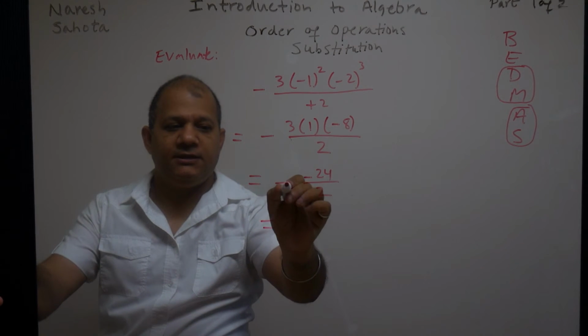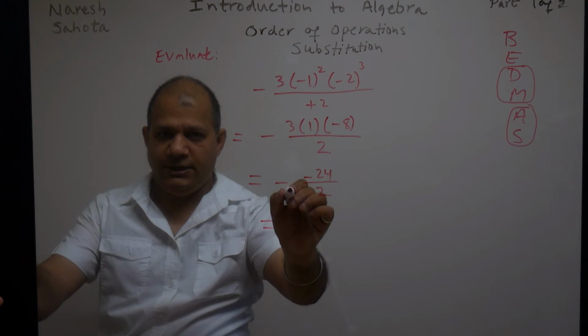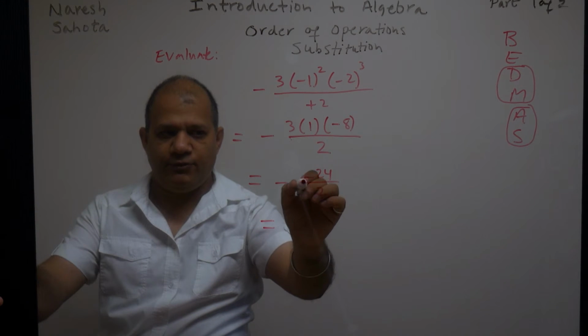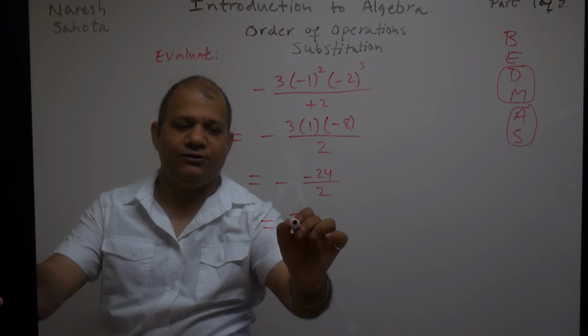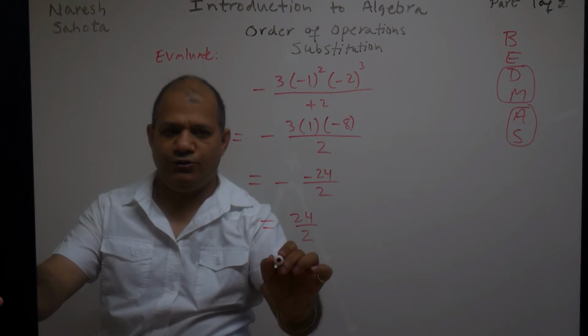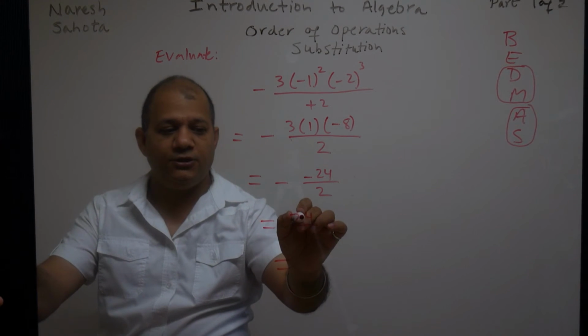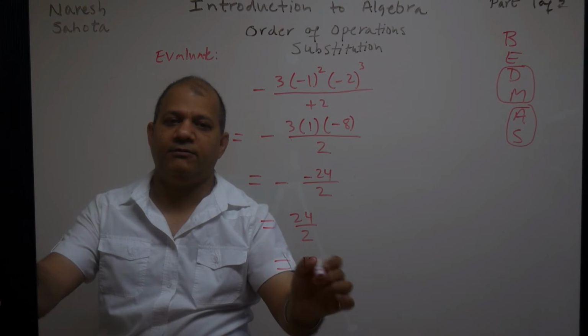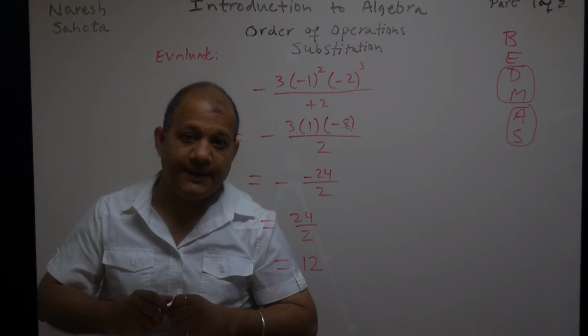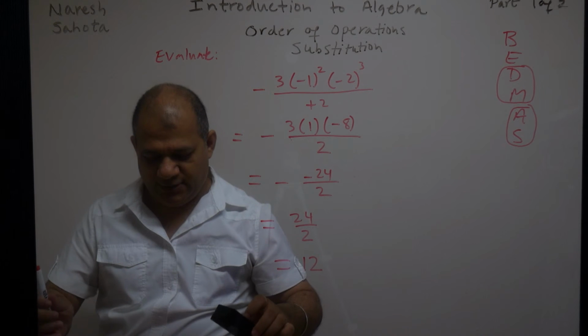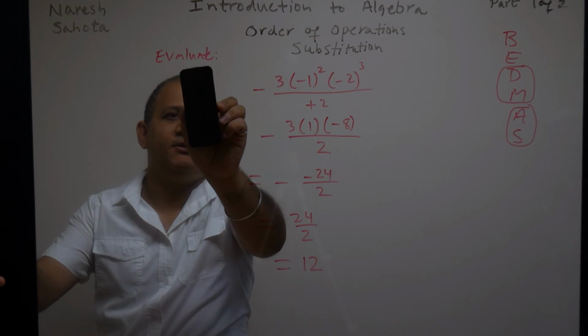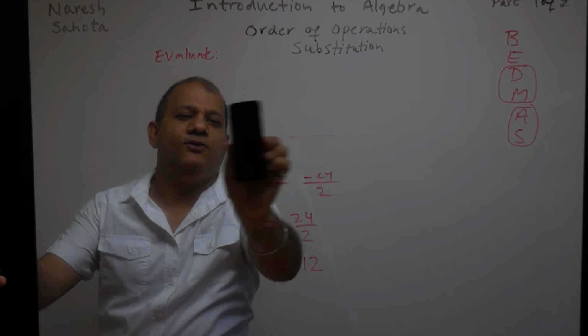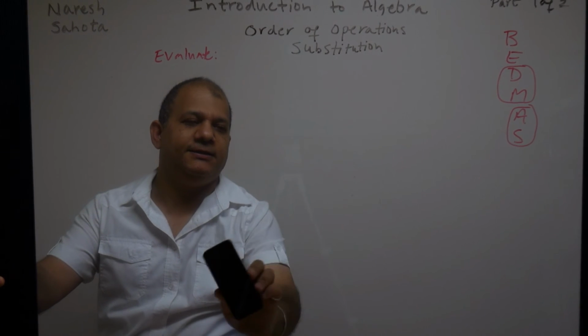And now this is like a factor of negative 1 on the outside, or in front of negative 24 over 2. So negative times negative is going to become positive. So this is positive 24 over 2. And now we can reduce this. 24 divided by 2 is 12. And that's the final answer. Alright, so I'm going to erase so we can do a couple more examples. So you can always rewind and replay.